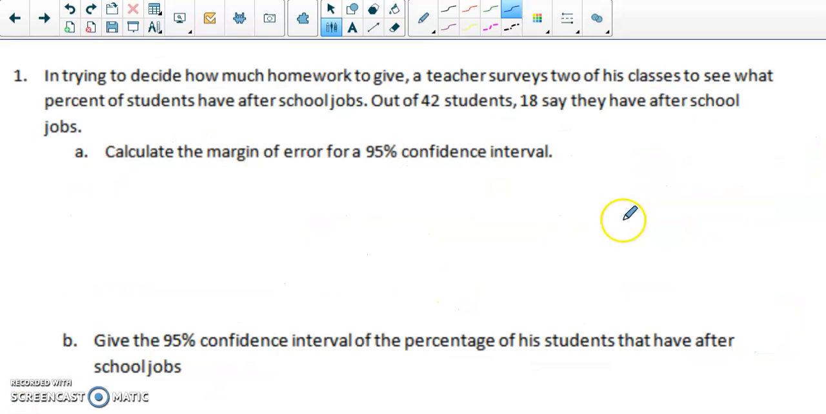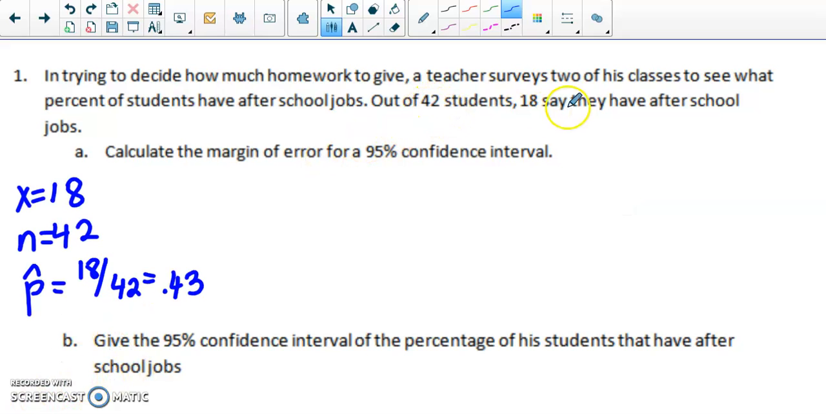So how do we do that? Let's look at the first problem. In trying to decide how much homework to give, a teacher surveys 2 of his classes to see what percent of students have after-school jobs. Out of 42 students, 18 say they have after-school jobs. Here we have to calculate the margin of error and then find the 95% confidence interval.